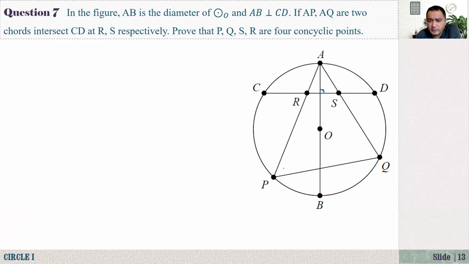So P, it is this point. Let me just first label them. Q is here. And the S is here. And R is here. Okay, so we have to show that these 4 points, we can draw a circle that passes through these 4 points.